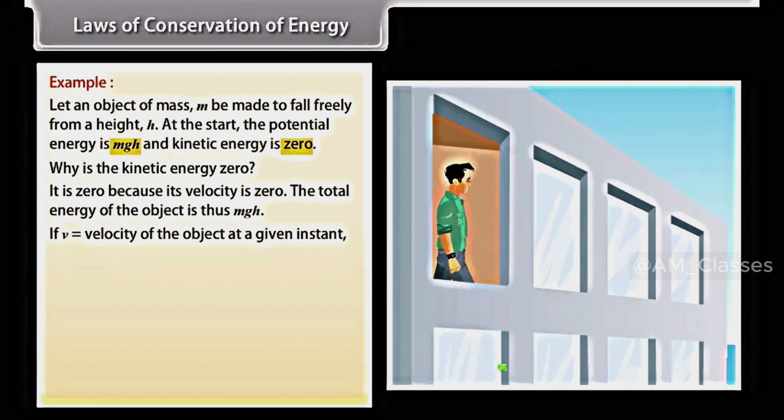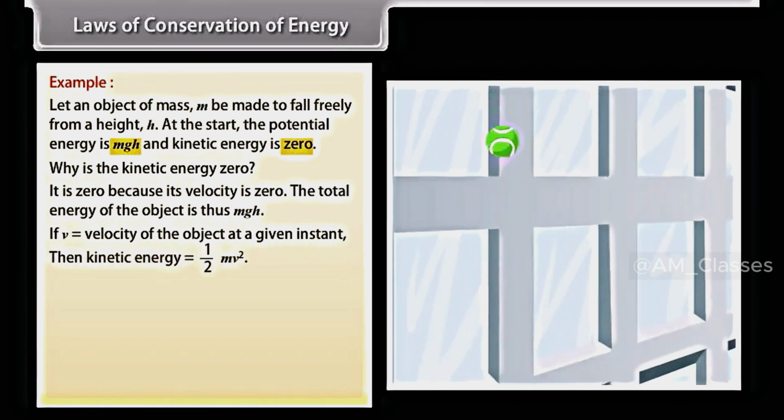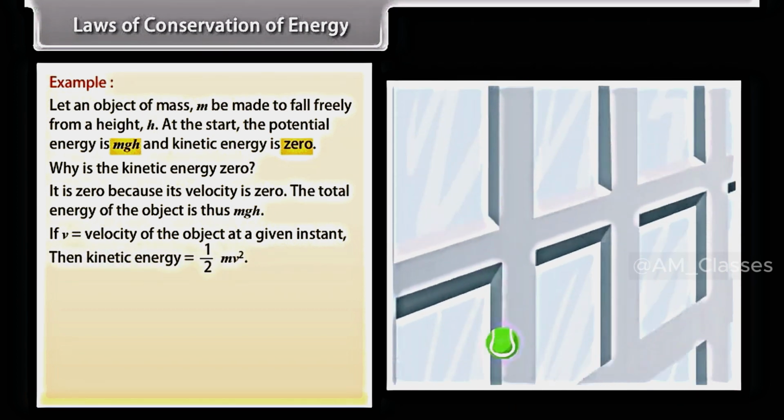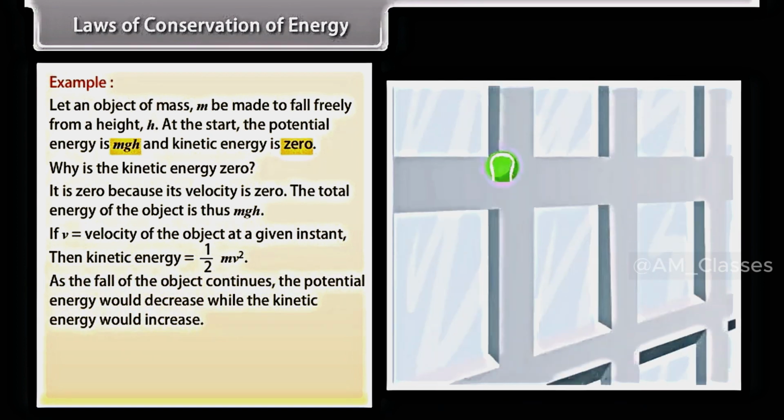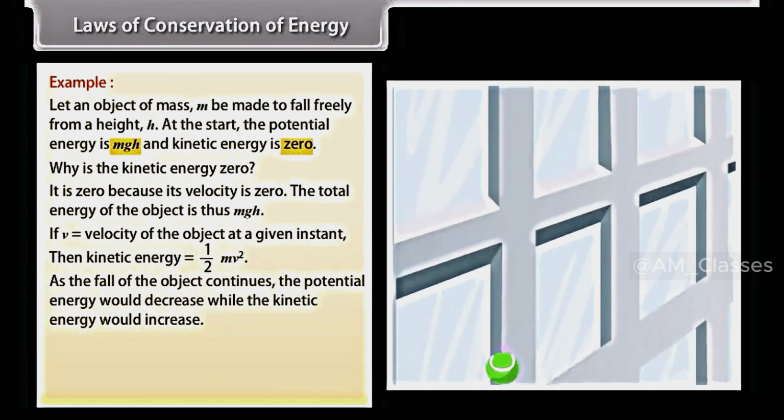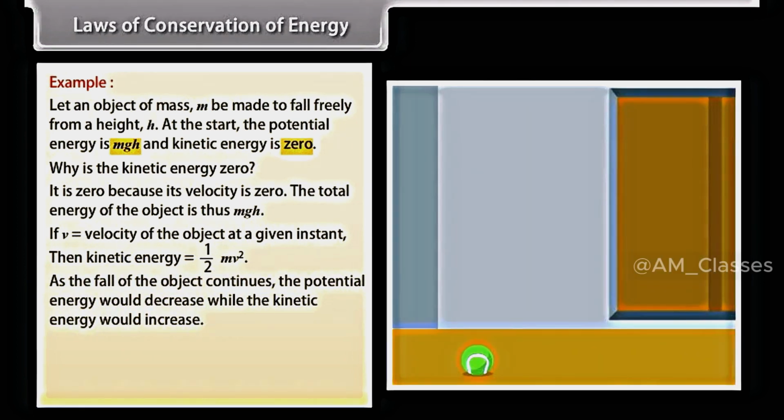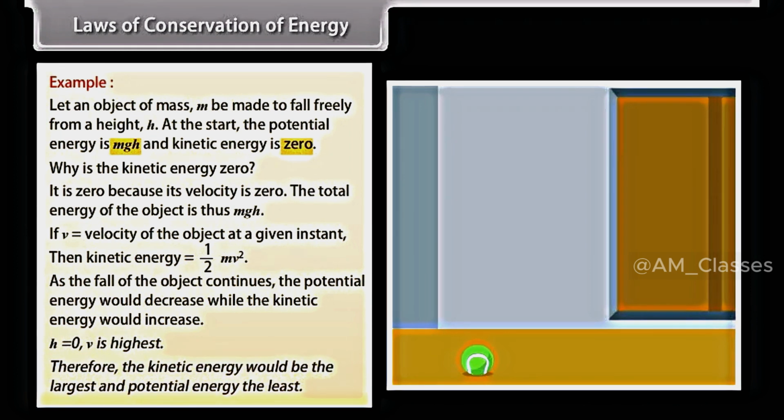If v is the velocity of the object at a given instant, the kinetic energy would be 1/2 mv². As the fall of the object continues, the potential energy would decrease while the kinetic energy would increase. When the object is about to reach the ground, h is equal to 0 and v will be the highest. Therefore, the kinetic energy would be the largest and potential energy the least.